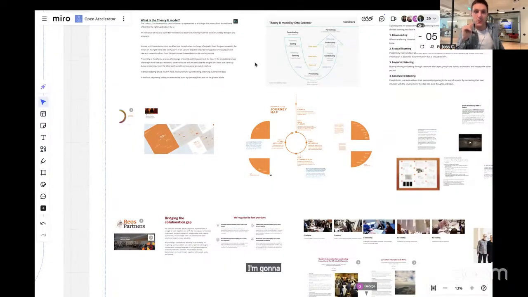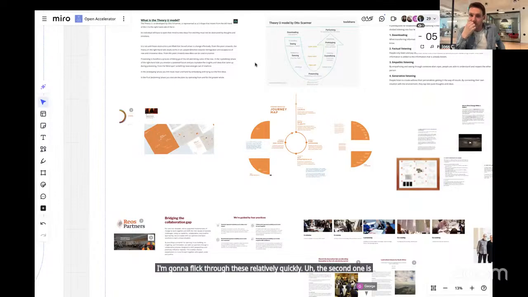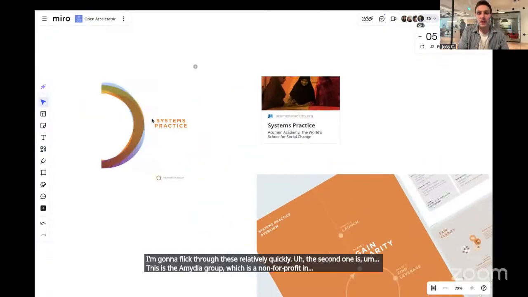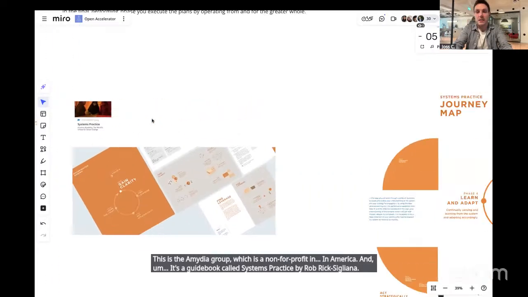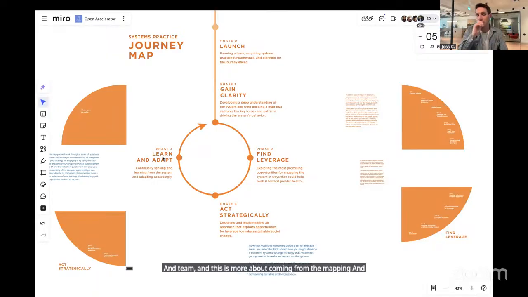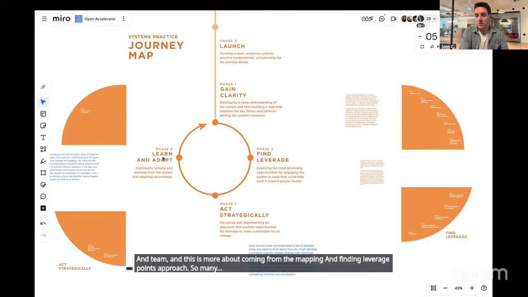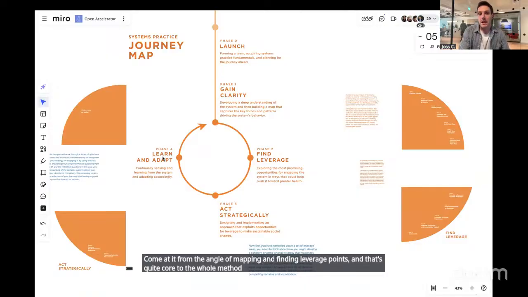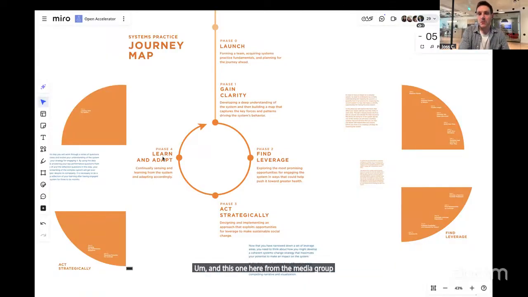Going to flick through these relatively quickly. The second one is from the Acumen group, which is a not-for-profit in America, and it's a guidebook called Systems Practice by Rob Ricigliano and team. This is more about coming from the mapping and finding leverage points approach. Many approaches to systems change come at it from the angle of mapping and finding leverage points, and that's quite core to the whole methodology here. This one from Acumen is very much focused on that.